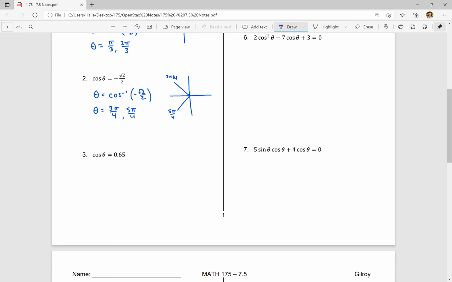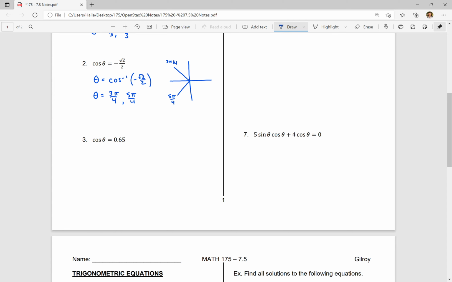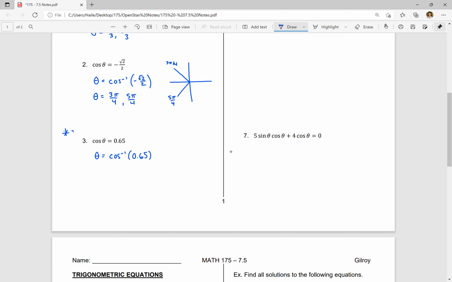Okay, let's try another one. So this one's a little different. We have cosine theta is equal to 0.65. And this one's different because 0.65 is not a value on the unit circle. So let's go ahead and solve this for theta. So we have theta is equal to cosine inverse of 0.65. So this is going to be one where we have to use our calculator. So I'm going to make a little note of that here.